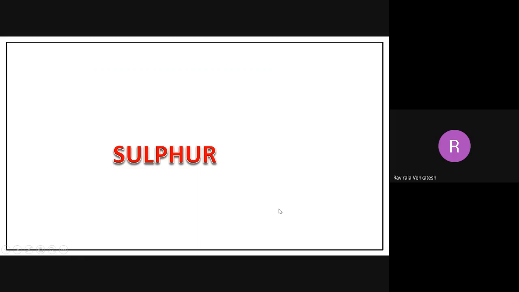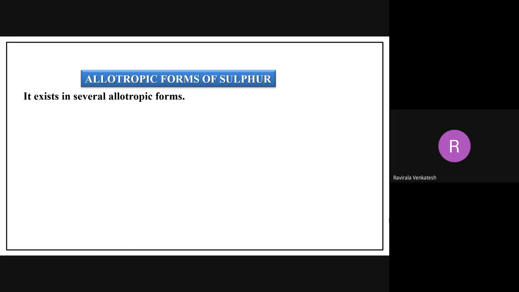What are the allotropes of sulfur? First of all, tell me, beta, what is the meaning of allotrope? We have the same chemical... What is the meaning?